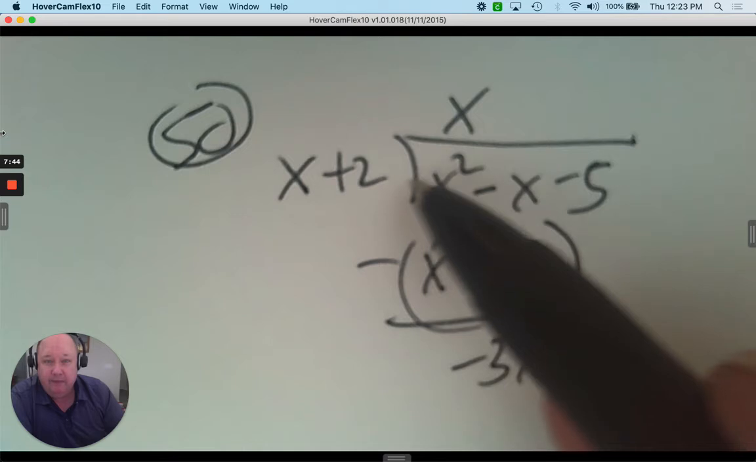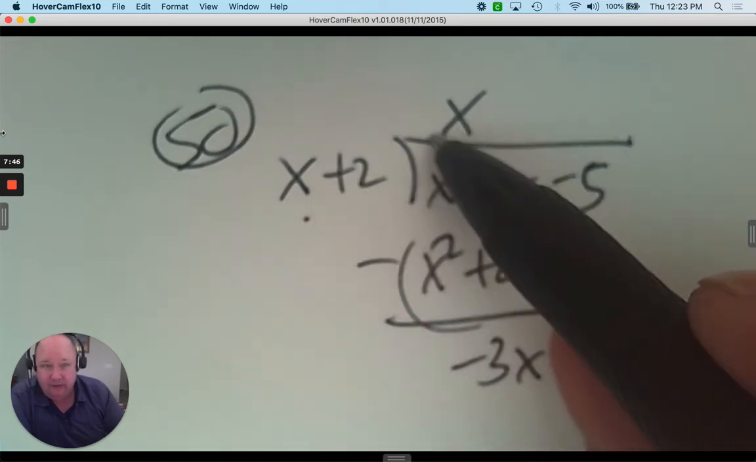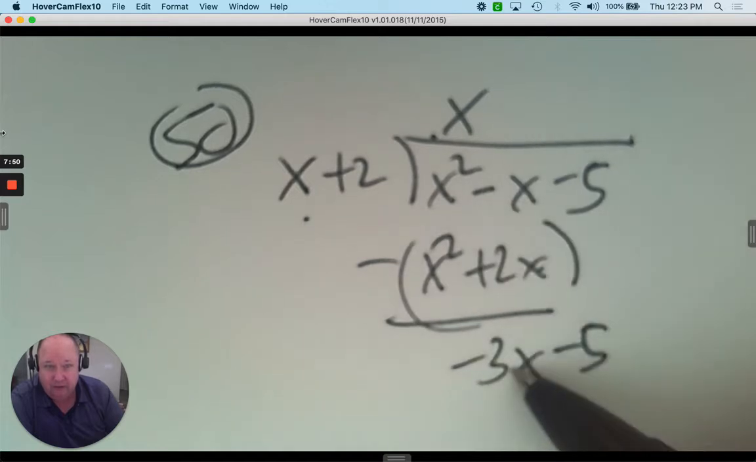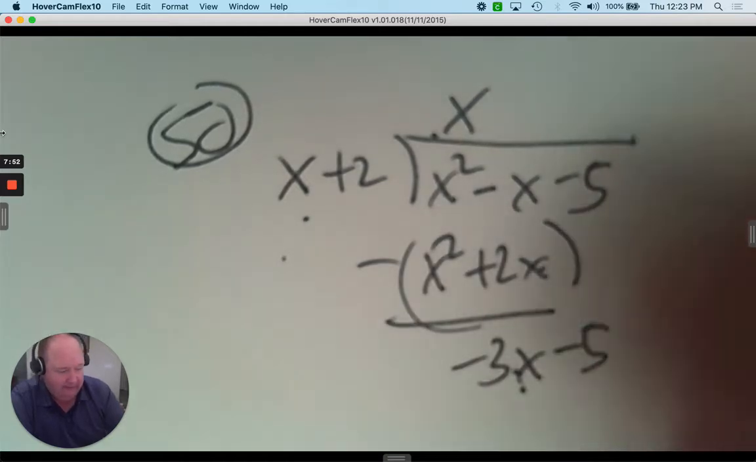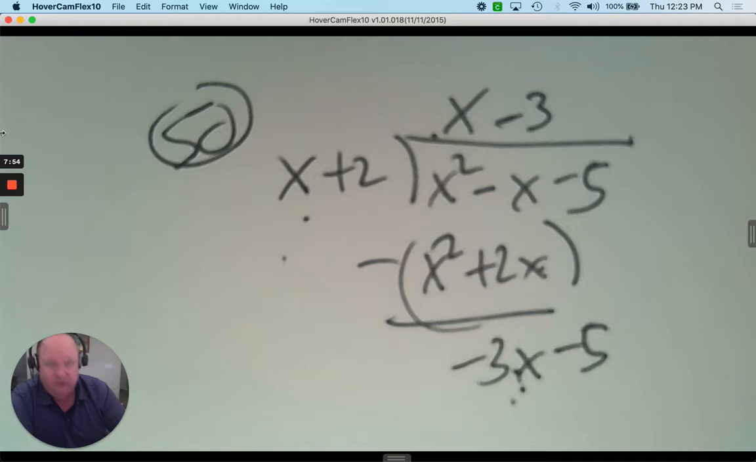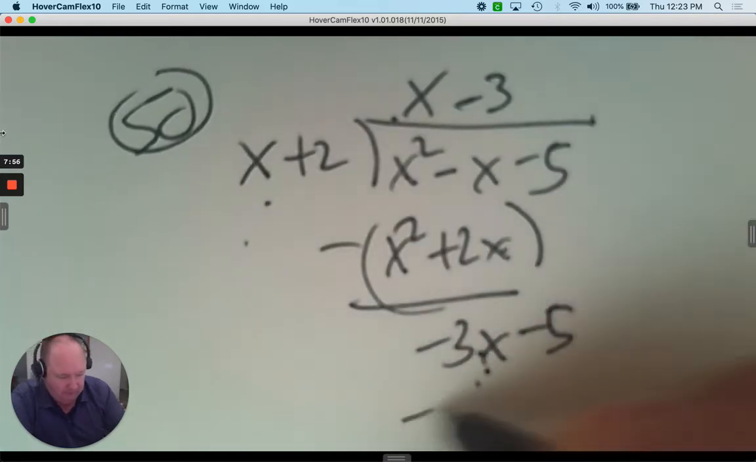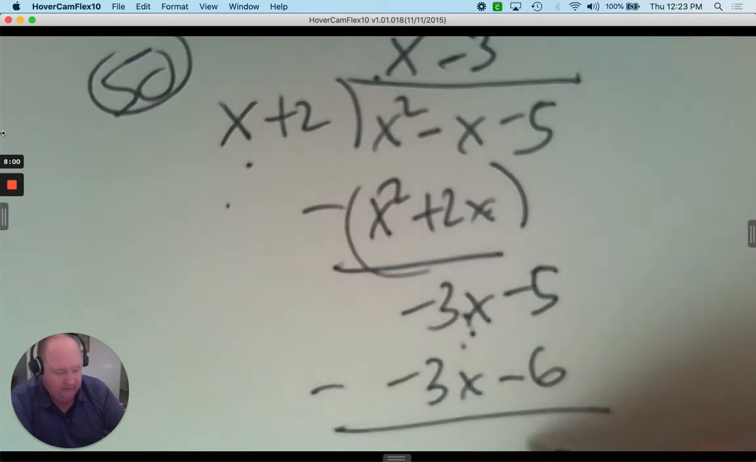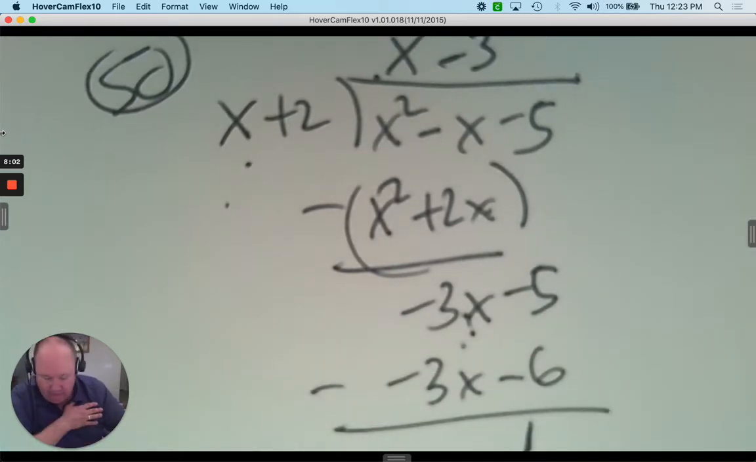So x squared divided by x is x. If you multiply, you get x squared plus 2x. Subtract, you get the remainder of negative 3x. Again, negative 3x divided by x is negative 3. Multiply, and you get negative 3x minus 6. Be careful when you subtract the negative. So the remainder is positive 1.